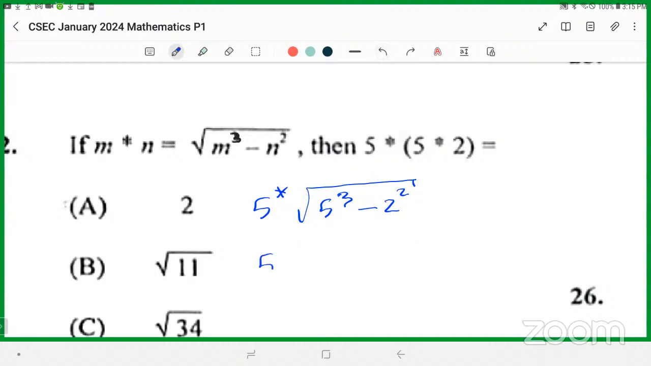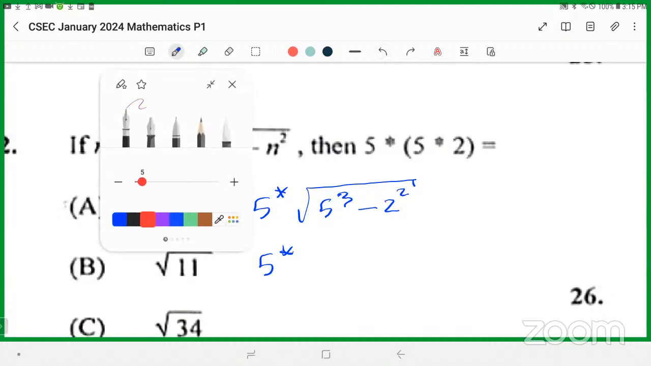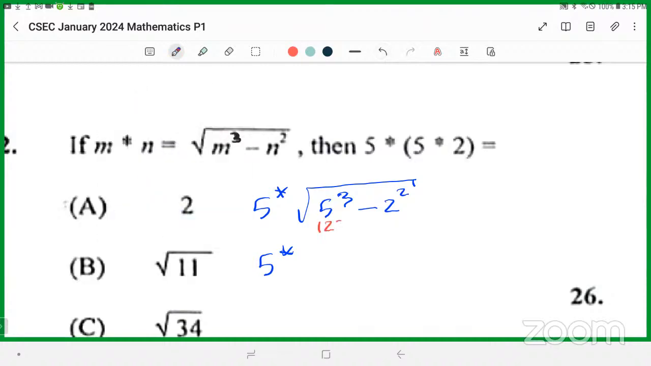We need to work this out first, so we start with the 5 star 2. What is this? Now this is 125. Let's write it under there. This is actually 125 minus 4.